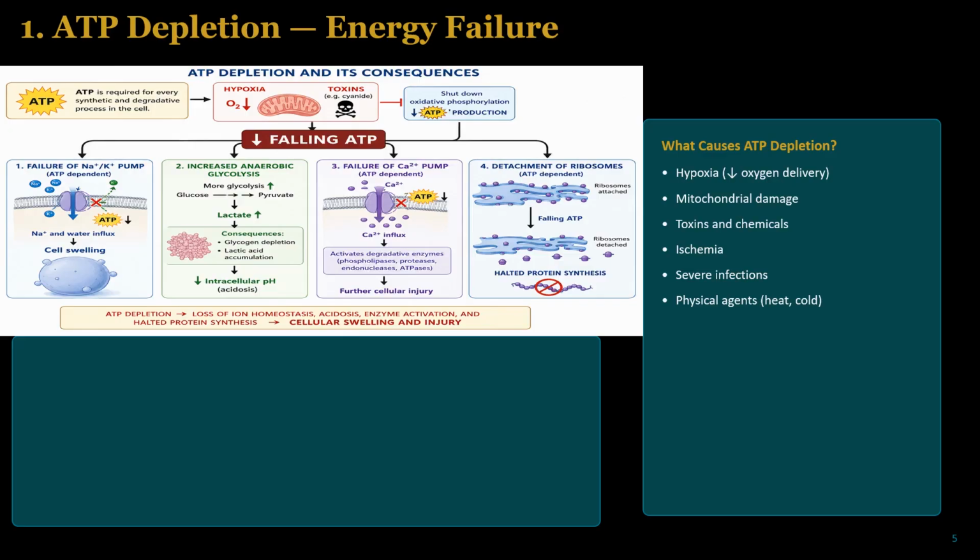So more lactate is going to be produced inside the cell, which will lead to the accumulation of lactic acid inside the cell's cytoplasm. The accumulation of lactic acid inside the cell's cytoplasm will cause what we call lactic acidosis, and thereby reduce the pH of the intracellular content of the cell. So the second cause of falling ATP is that it leads to a decrease in the intracellular pH by increasing the level of lactic acid accumulation inside the cell.